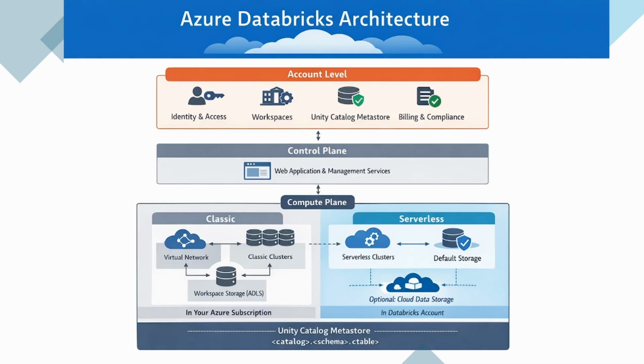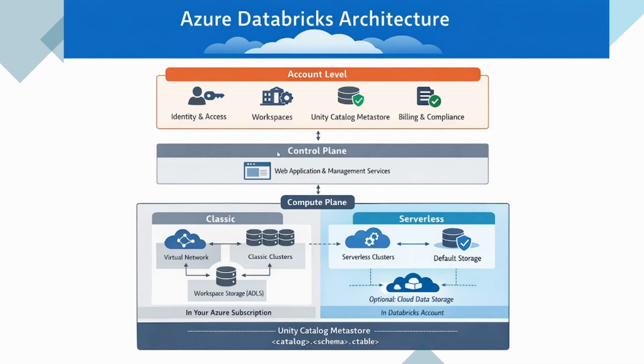Now let's zoom in a bit and talk about workspaces, because this is where the real action happens. A workspace is essentially your collaboration environment. This is where users run jobs, explore data interactively, train ML models, or even schedule jobs. Think of it as your sandbox for all things data. Now, here's a critical piece to understand. The architecture is split into two main planes, the control plane and the compute plane.